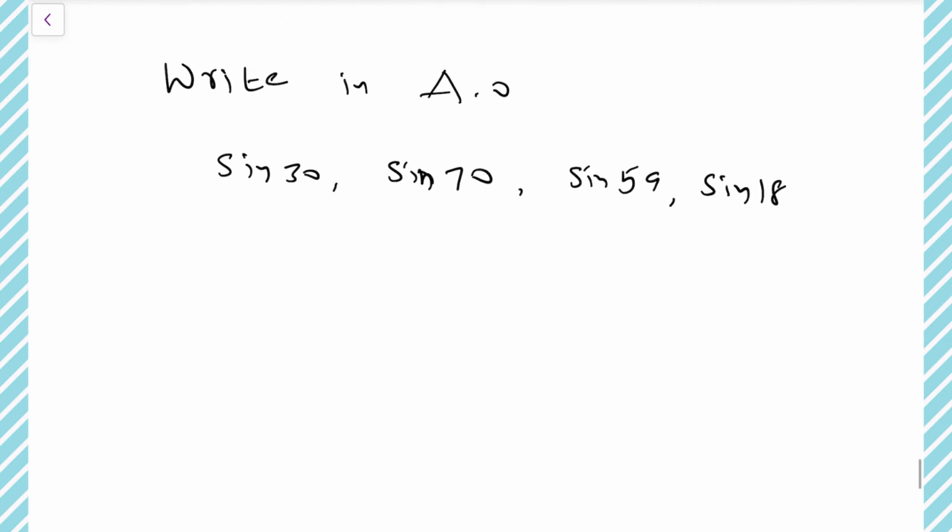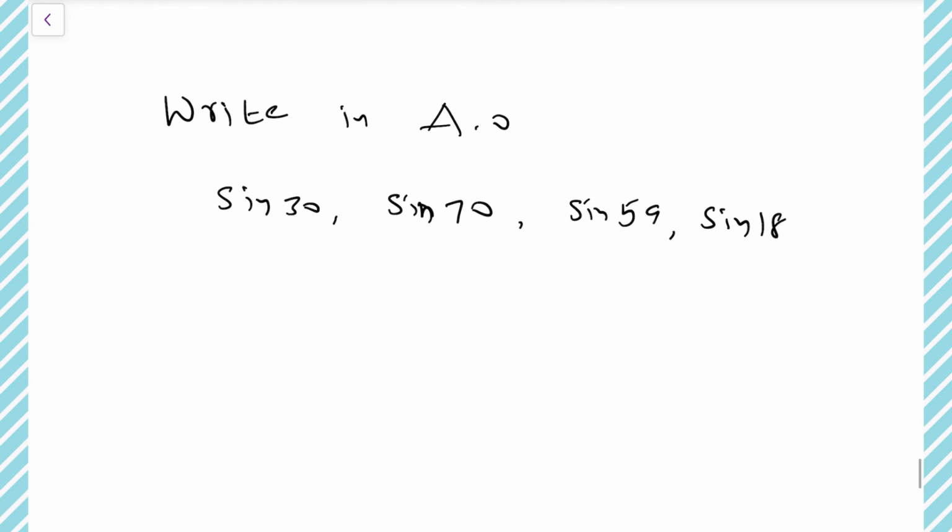Next, this kind of questions are very important, especially in part B. Writing in ascending order or descending order, or sometimes they will give two numbers and ask you which one is bigger or which one is smaller. So how to find out these? Sine 30 value we know very well, 1 by 2. Sine 70 we don't know, sine 59 we don't know, sine 18 we don't know. Then how to write those in ascending order or descending order?